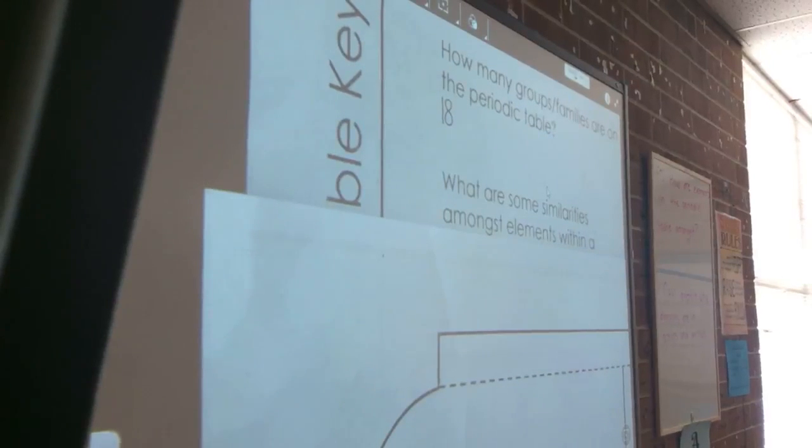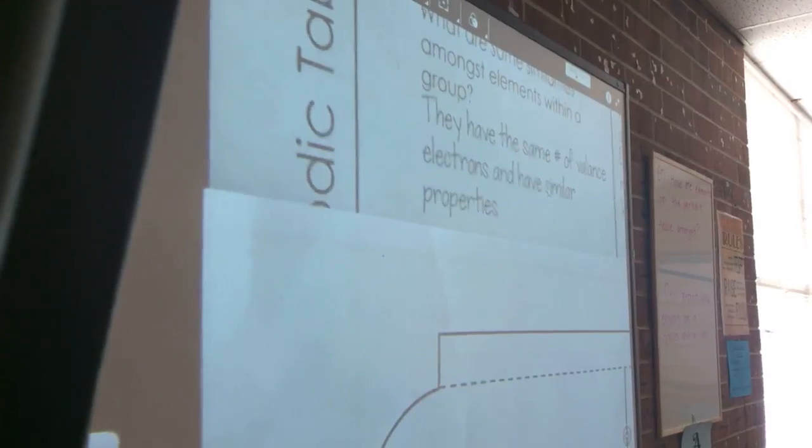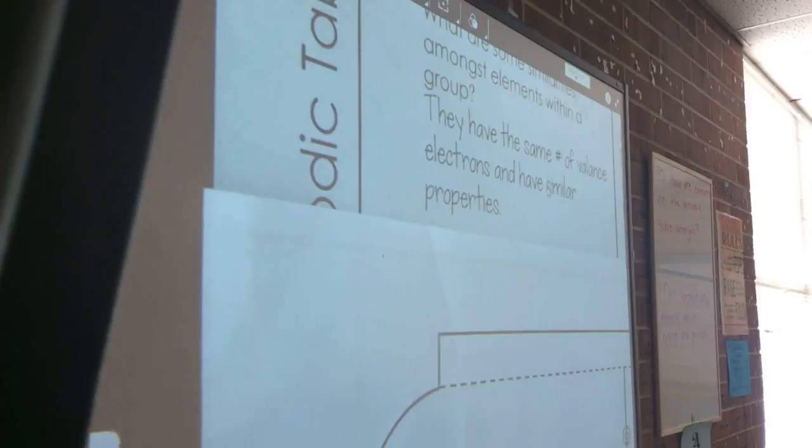What are some similarities among elements within a group or family? I don't expect you to know that. This is what we're learning. Copy that down. They have the same number of valence electrons and have similar properties. So if you're in the same family, you have things in common. And remember, valence electrons are a vocabulary word. Those are the electrons in the outermost ring or shell, the electron shell. That's where the valence electrons are.